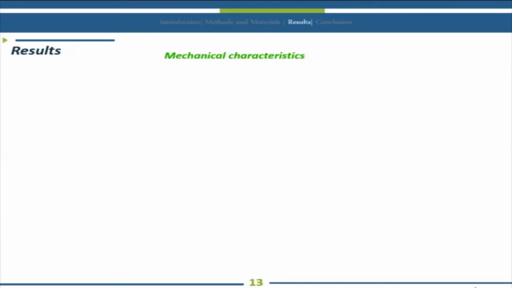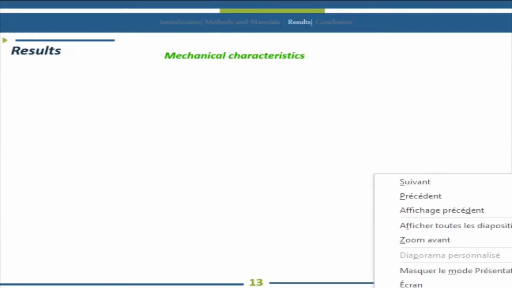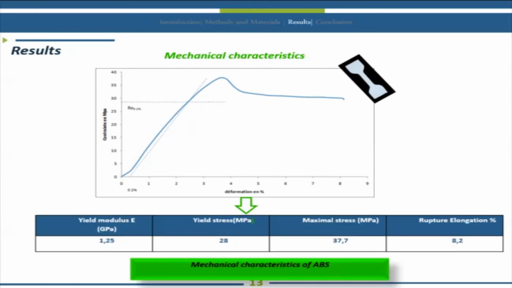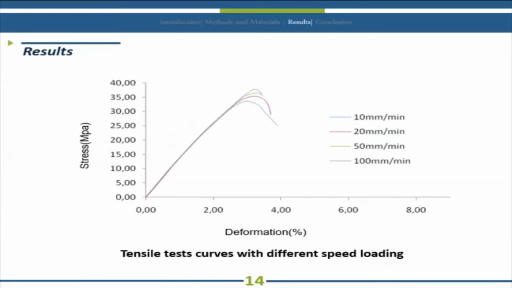To determine the mechanical characteristics, we cut specimens from rectangular samples of ABS as shown in the table. We obtained a Young's modulus equal to 1.25 GPa, yield stress of 28 MPa, maximal stress of 37.7 MPa, and rupture elongation of 8.2%.